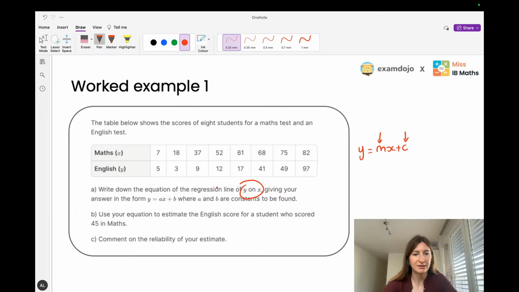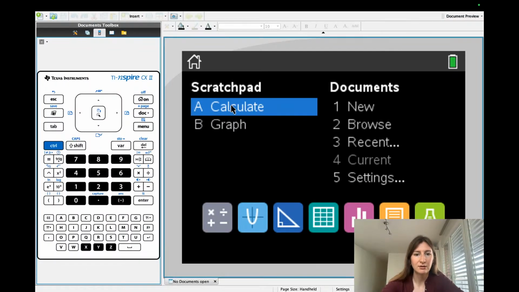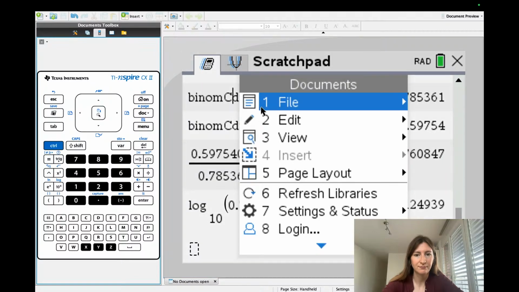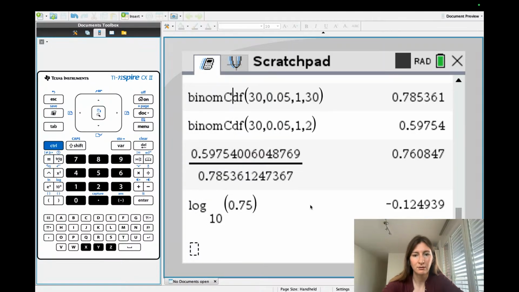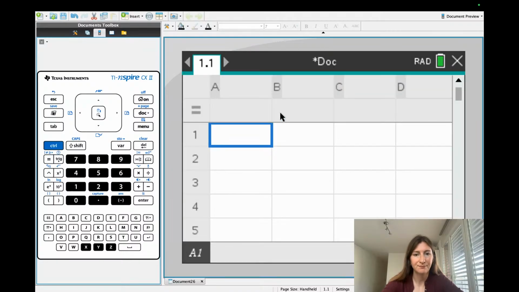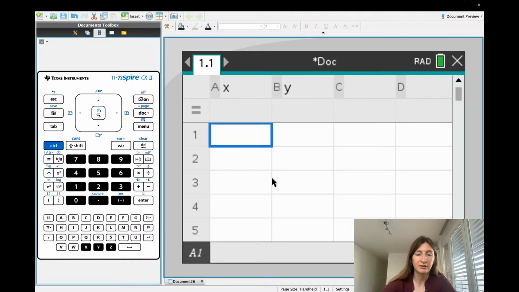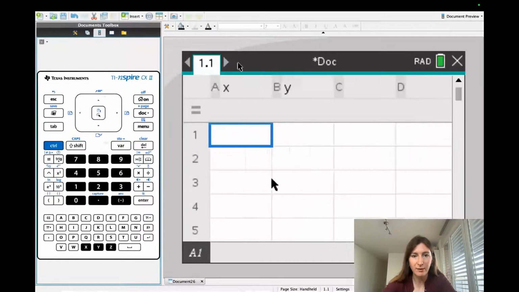So I need to type in this data. If I go to my calculator, I want new. So I want lists and spreadsheets. And very important to give a title to each column. So that's going to be my X data, that's going to be my Y data. This is really important when you're doing X on Y later, and just when you're choosing it, it helps you to not be confused. You could even write maths and English if you wanted to make it really clear.